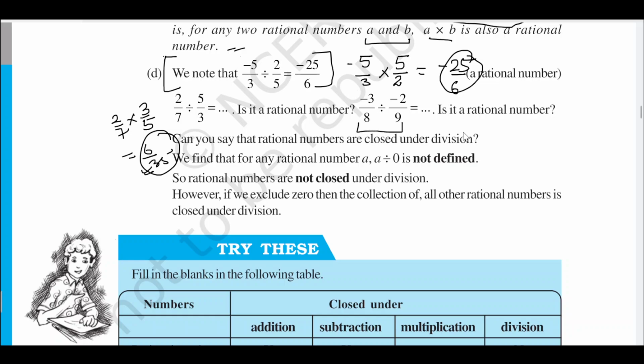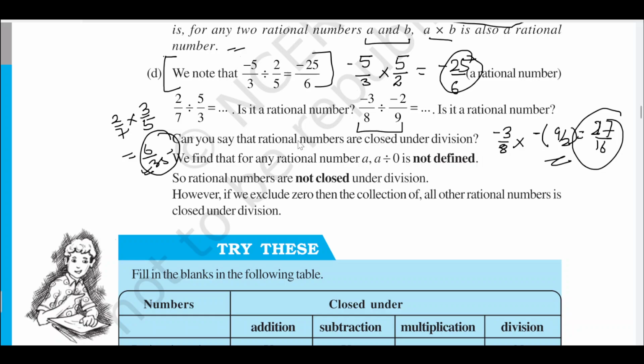Now solve for this. Minus 3 by 8 divided by 2 by 9. So, minus 9 by 2. What will we get? 27 by 16. Minus minus will cancel out, so 27 by 16 is also a rational number. Can you say that rational numbers are closed under division? So it seems that rational numbers are closed under division.